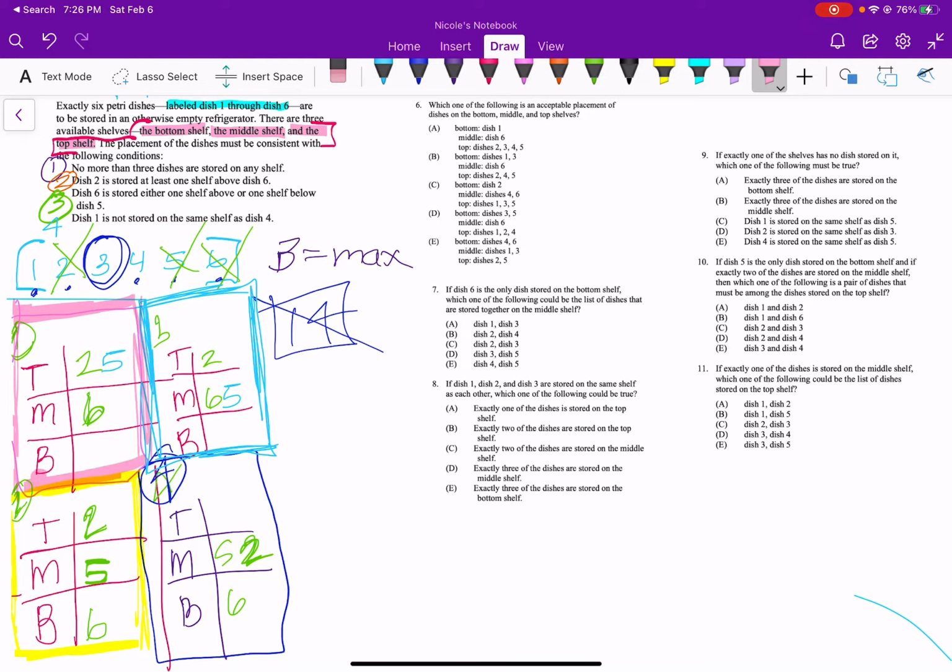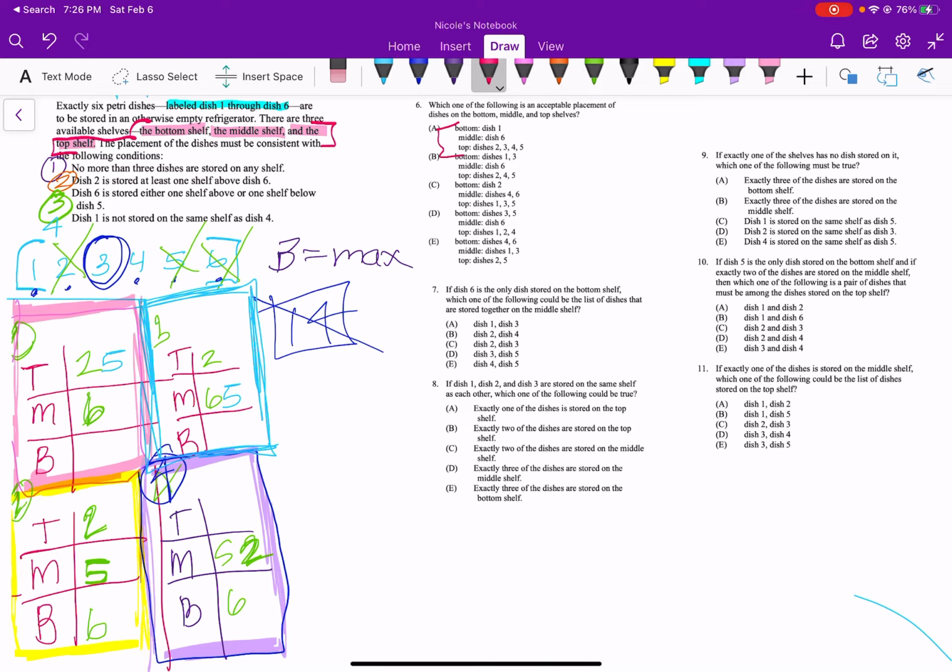Maybe I'm overthinking it, so I apologize if I am, but those are our 4 worlds. Literally the only things that can happen on this game. All right, question 6. Which of the following is an acceptable placement of dishes on the bottom, middle, and top shelves? This is kind of annoying because they labeled them the opposite direction as I did.